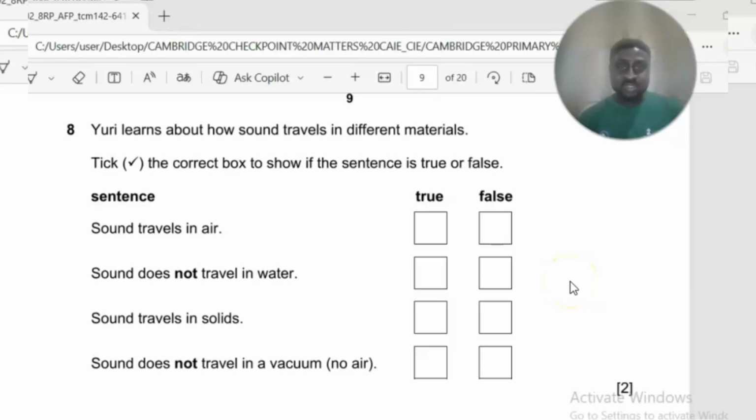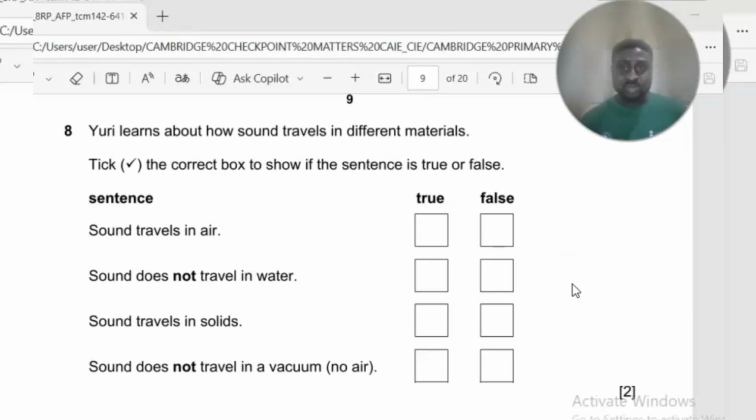Question 8 is in the physics strand of Cambridge Science Checkpoint. So it says Yuri learns about how sound travels in different materials. Tick the correct box to show if the sentence is true or false. So we have the sentence, then we have the options here, either to select true or false. So it's a true and false question. So we need to look at the assertions properly.